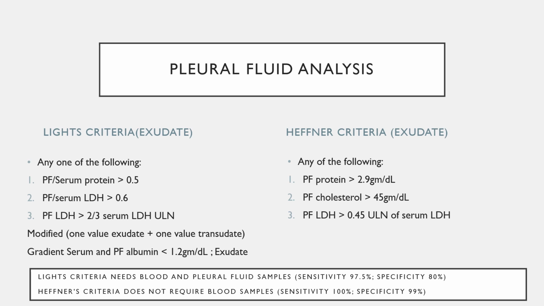Now what's the normal value of the LDH? Well, it depends upon lab to lab, and usually it is around 180 to 240 international units per liter. So 2/3 of it comes around 160. So in my lab, I use this as a cutoff, and if I can see that the pleural fluid LDH is greater than 160 international units per liter, then I could say that yes, this is an exudate.